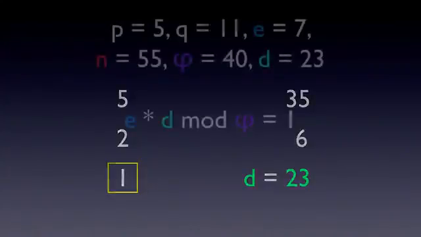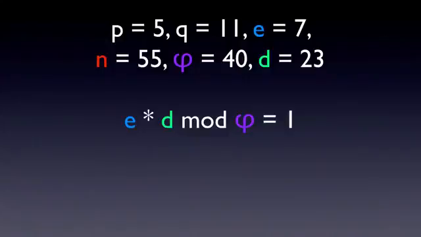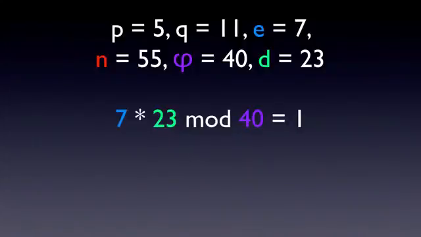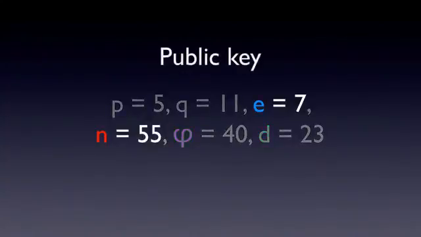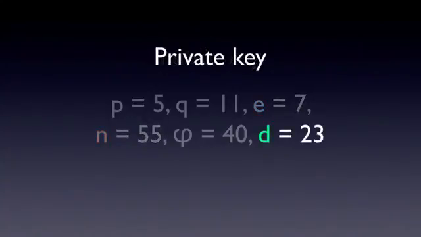And we can check our work. So here is the formula. E times D mod phi results in 1. So in our case, here are our values. 7 times 23, our derived D value, mod 40 results in 1. So it checks. So here are all the variables we need to use the RSA algorithm. Our public key is E and N, or 7 and 55. And our private key is D, or 23.